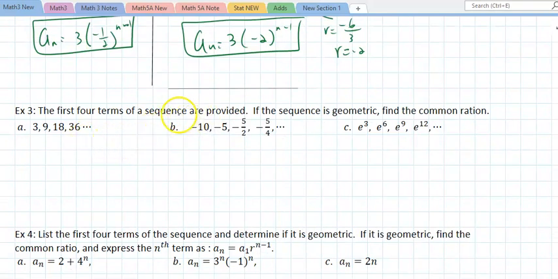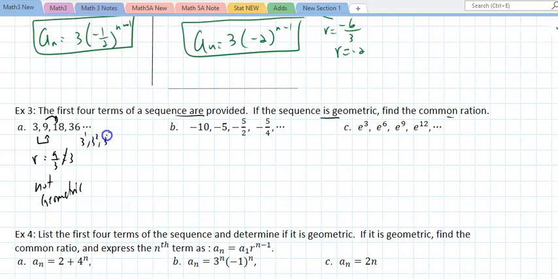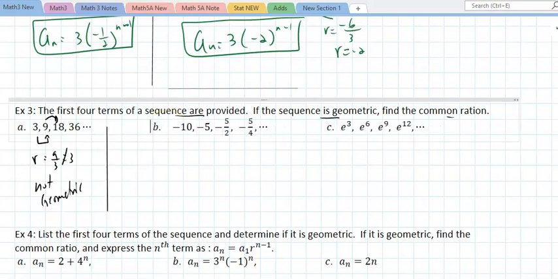The first four terms of a sequence are provided. If it is geometric, find the common ratio. Well, let's see. If it is geometric, take 9 divided by 3. That is 3. So check. If you multiply 9 by 3, does that give you 27? No, it wouldn't. So this is not geometric. That's neither. There are an infinite amount of sequences. Very few of them are arithmetic and geometric. We're focusing on these because we're going to use them.